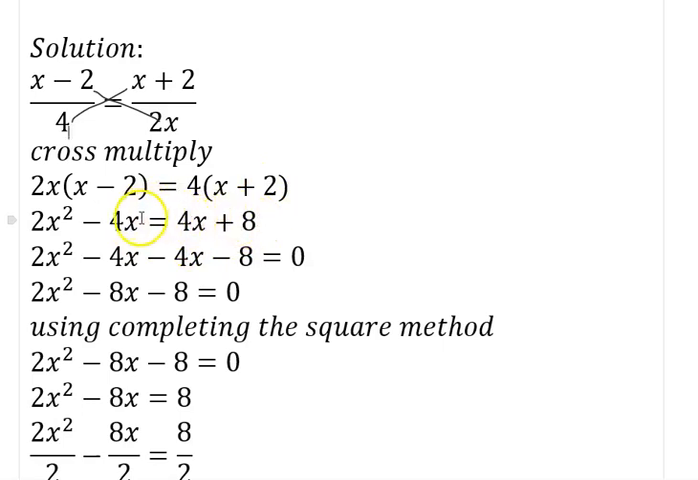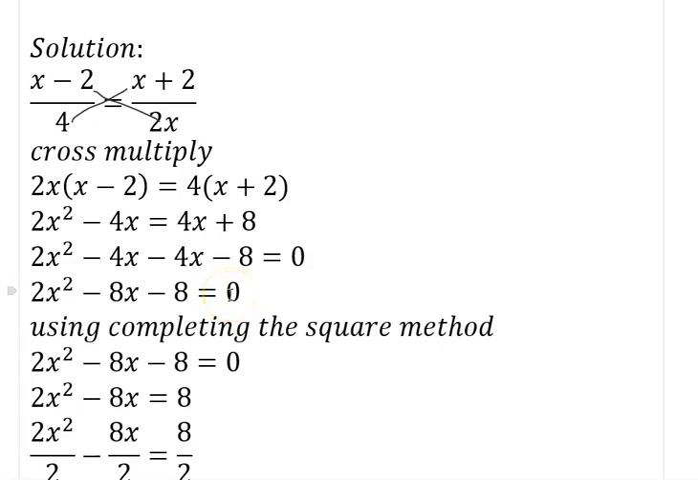So just bring out everything you have here. You bring it in here. Then the sign will change. 2x squared minus 4x. You have plus 4x here. If it crosses the equality sign, it changes to minus 4x. You have plus 8 here. If it crosses the equality sign, it changes to what? Minus 8 equals 0. Some things are common here. We have 2x squared minus 4x minus 4x will give us what? Minus 8x. Then we have minus 8 here equals 0.